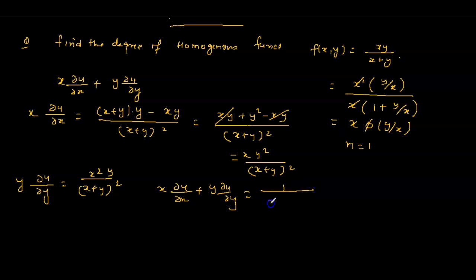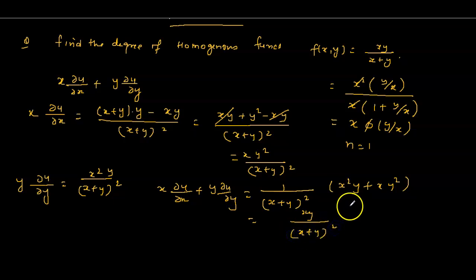So 1 by x plus y whole square is common here. So x square y plus xy square. If you take xy common here, this becomes x plus y, and the whole square as it is. So this one is xy common, so x plus y. So this one is cancelled in power, these whole terms.